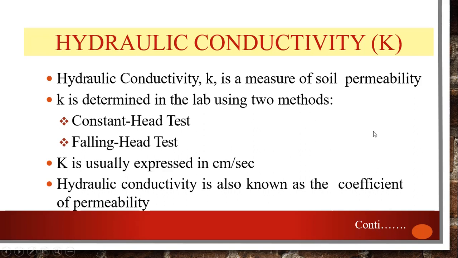We can even calculate the permeability of a soil using a field method. In the field method, there is the pumping in test. This method is performed in unconfined aquifers as well as in confined aquifers. The value of K is usually expressed in centimeter per second. The hydraulic conductivity is also known as the coefficient of permeability. So in the next class we are going to talk about how to calculate the permeability of a soil using the constant head test and falling head test.